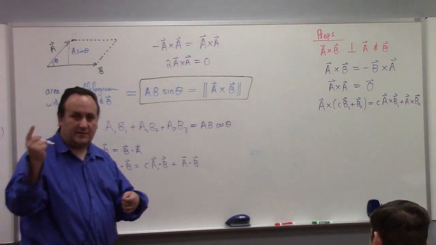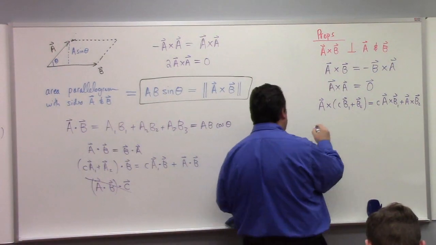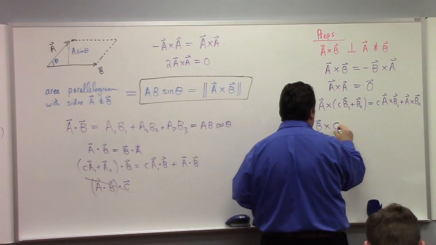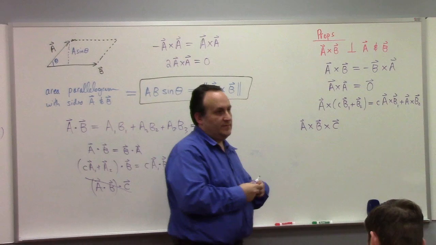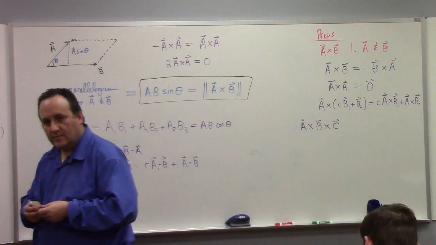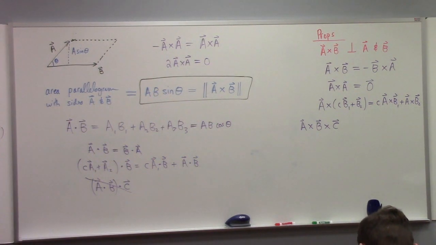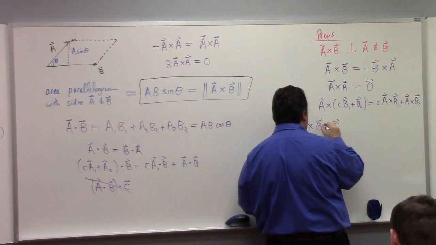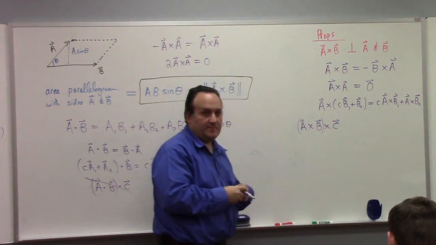How about the cross product? Can you take the cross product with the cross product? A cross B cross C. Does this make sense? The answer is no, but not for the reason that you think. We can make sense of it, but we have to add parentheses. Now that's a reasonable expression.